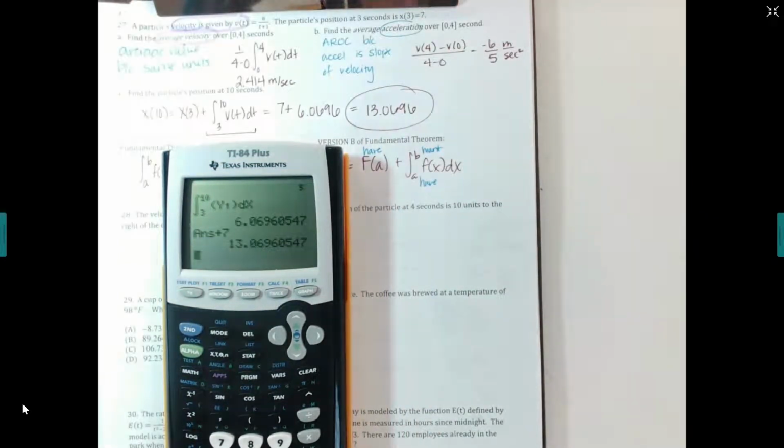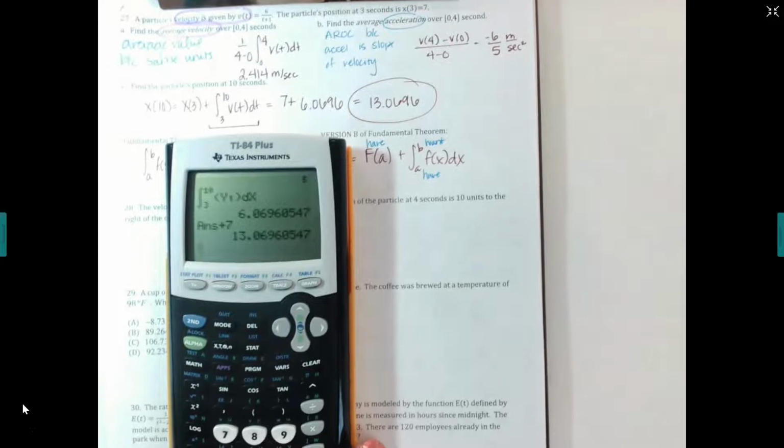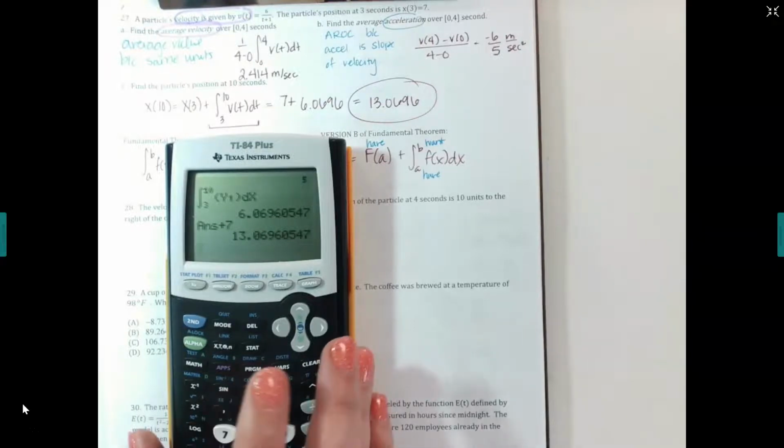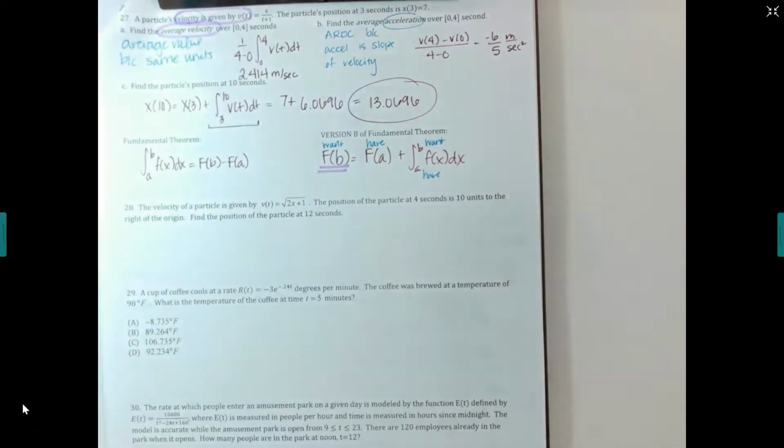Make sense? Okay, so I want you right now to set up number 28. It's also a version B. They're giving you a velocity equation. They're telling you the position at one time. They're asking you to find the position at another time. So try to set up number 28. See if you can do it.